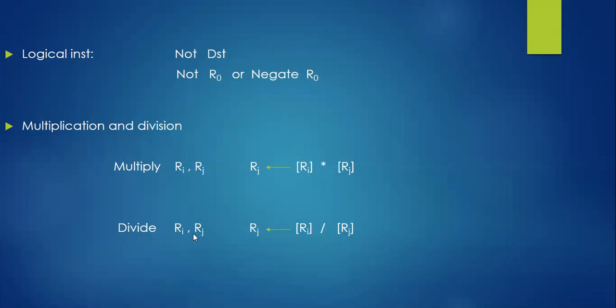Now divide Ri comma Rj we are having, right? It performs the content of Ri divided by the content of Rj. Remember, the quotient, whatever we get, should be stored in Rj, exactly.